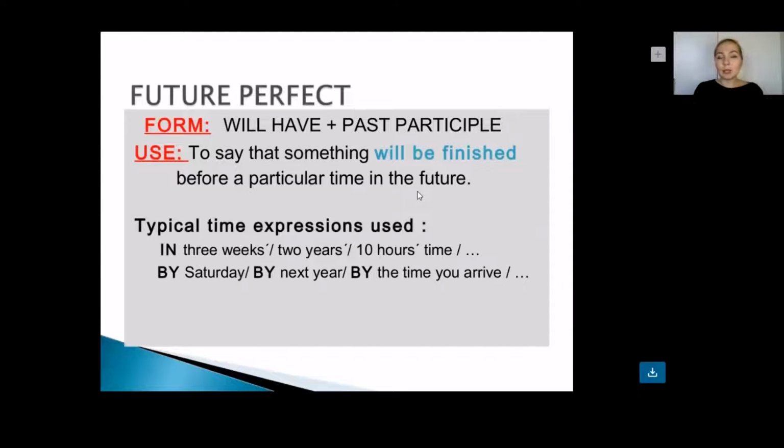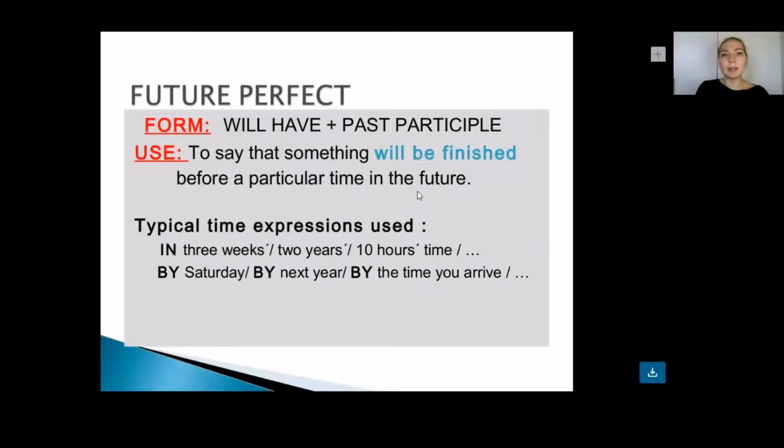Now, what is the main construction of future perfect tense? In the first position, we have the subject, then it is followed by will have, then we use a past participle. In other words, we can use subject, will have, and then the third form of the verb, or regular verb with -ed as the ending. So we use that once again to say that something will be finished before a particular time in the future.